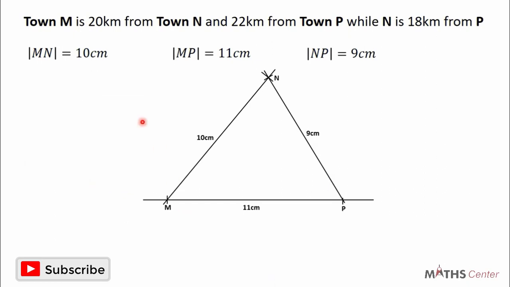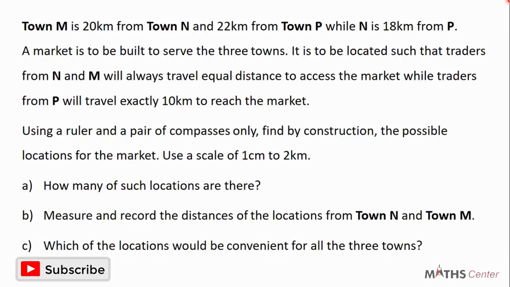We have now analyzed the first part of the question. By doing that, we have the triangle MNP, which shows the distances between the three towns. In the next video, we are going to analyze the second part of the question. Welcome back. We started solving this question in the previous video, and we considered the first part.